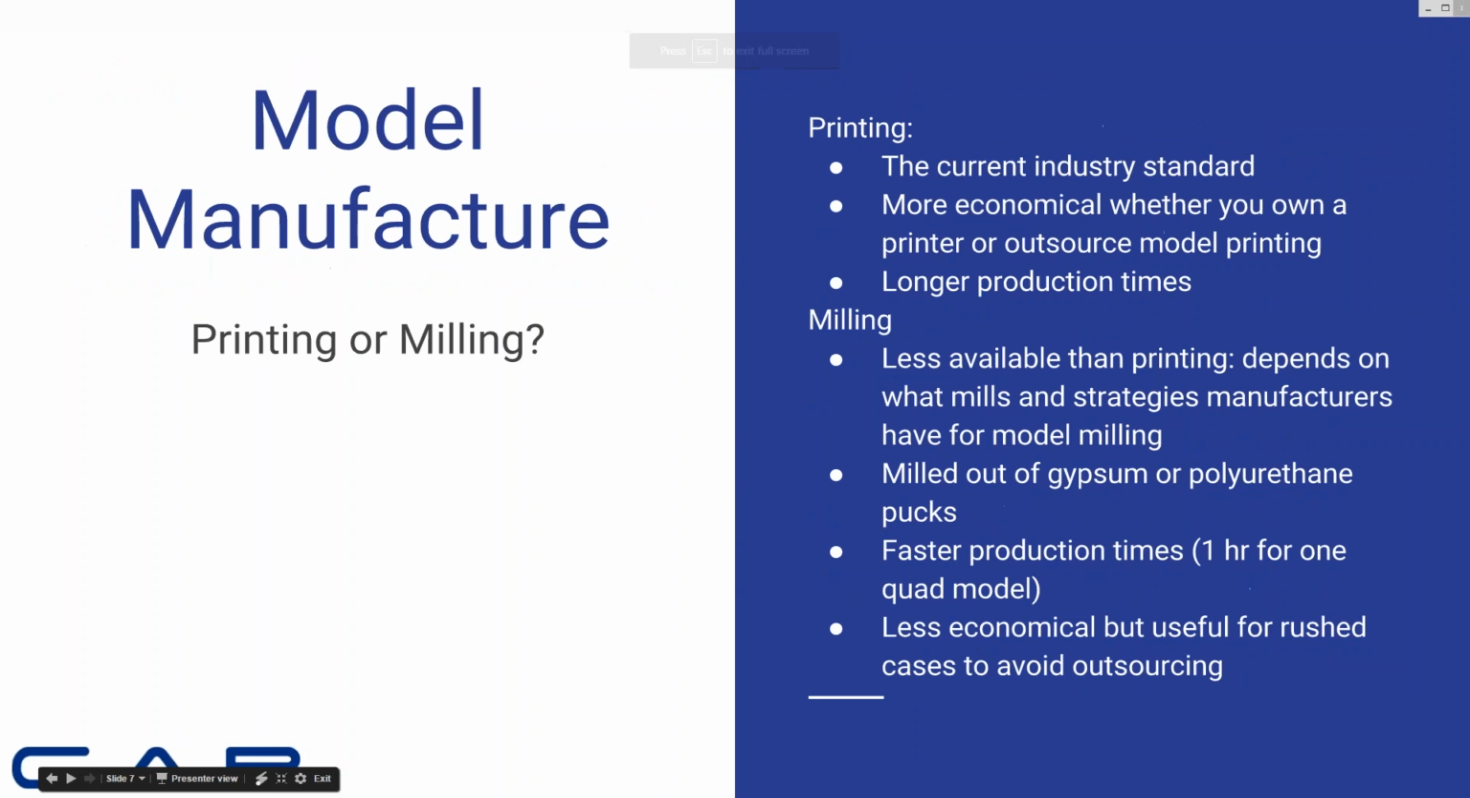So for model manufacture, most companies would be printing it, but recently there have been a lot of new pucks and strategies coming out that also allows you to mill out your models. Right now, primarily printing is the most economical choice, since the cost of the materials isn't as high, and you don't have a lot of wasted material for printing. But milling can be useful because you won't have to wait for any shipping times if you're outsourcing, and the milling time is typically faster than a printing time anyways.